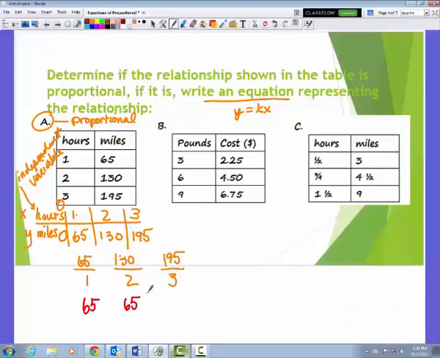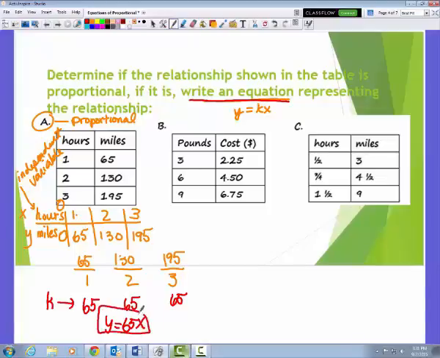65, when I reduce these fractions, that never changes. It is constant. So that's what we call the constant of proportionality. That's the amount it changes per unit, which is a unit rate, which we've also been talking about. So my k value, in this case, is going to be 65. Once I know my k value, all I have to do is put it in my equation. So my equation, because it does say to write an equation, for part A will be y equals 65x.